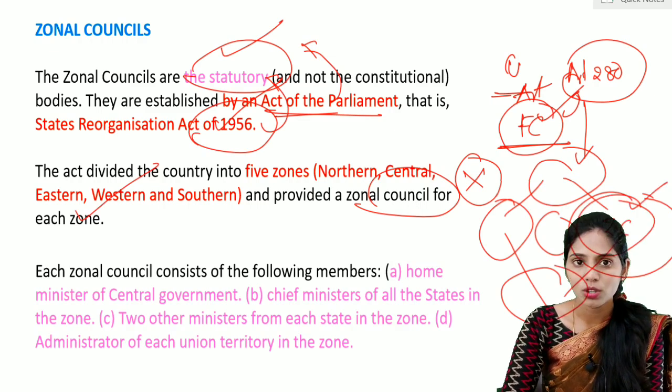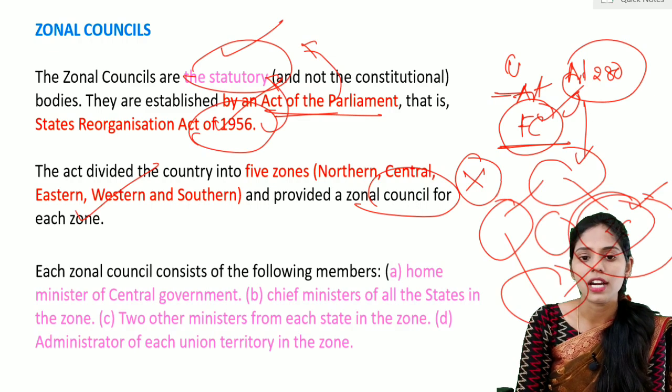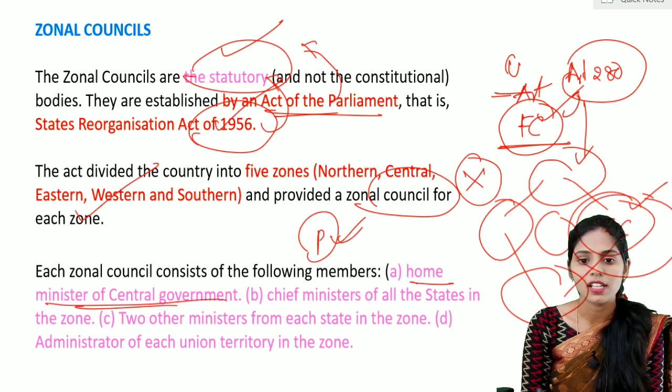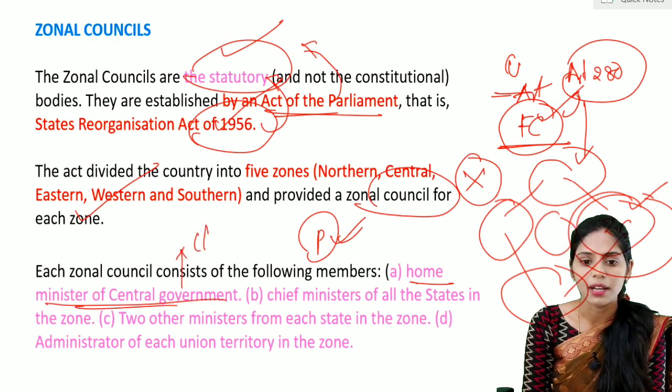So who are the members of this Zonal Council? This is important from the prelims point of view, so please make a note somewhere. The members include the Home Minister of the central government, and he will be the chairman of the Zonal Council.